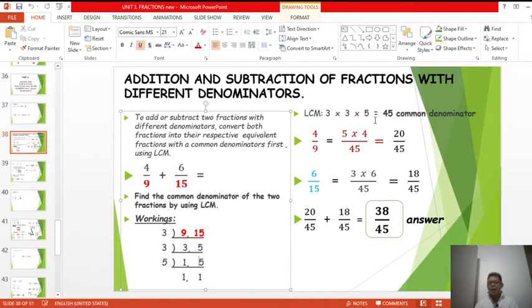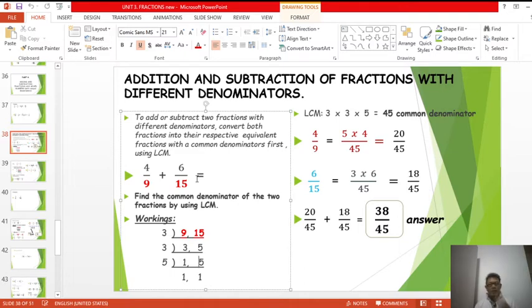So that is now my LCM. And what is this all about? This LCM now will become my new common denominator for both fractions. That is actually the purpose here. So since I already have 45, I'm going to use this 45 for this fraction and this fraction.